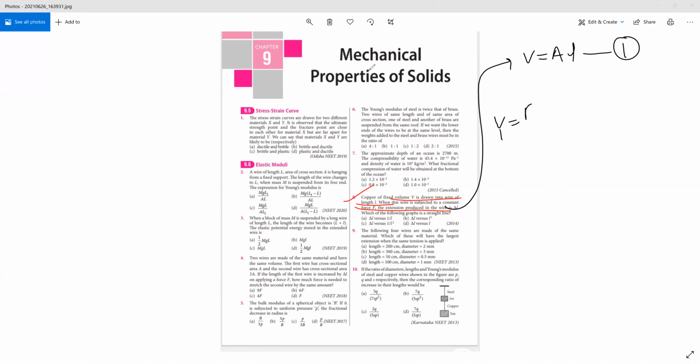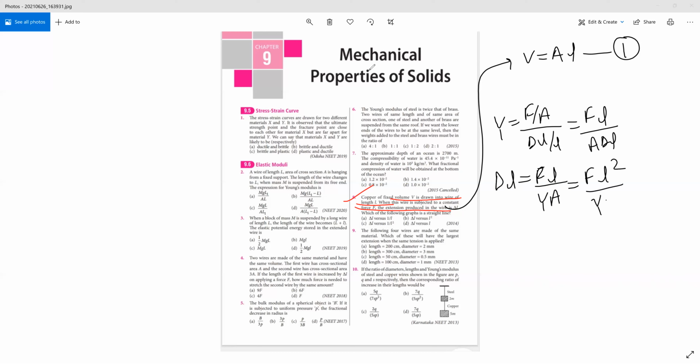According to Young's modulus, force by area divided by change in length to the original length, that's equal to FL divided by area into delta L. Or you can write this one as delta L is equal to FL divided by Young's modulus into area, or FL square divided by Young's modulus into V. So using equation 1, delta L is directly proportional to L square. Hence, graph between delta L and L square is a straight line. Therefore, for 8th one, this one is the right answer.